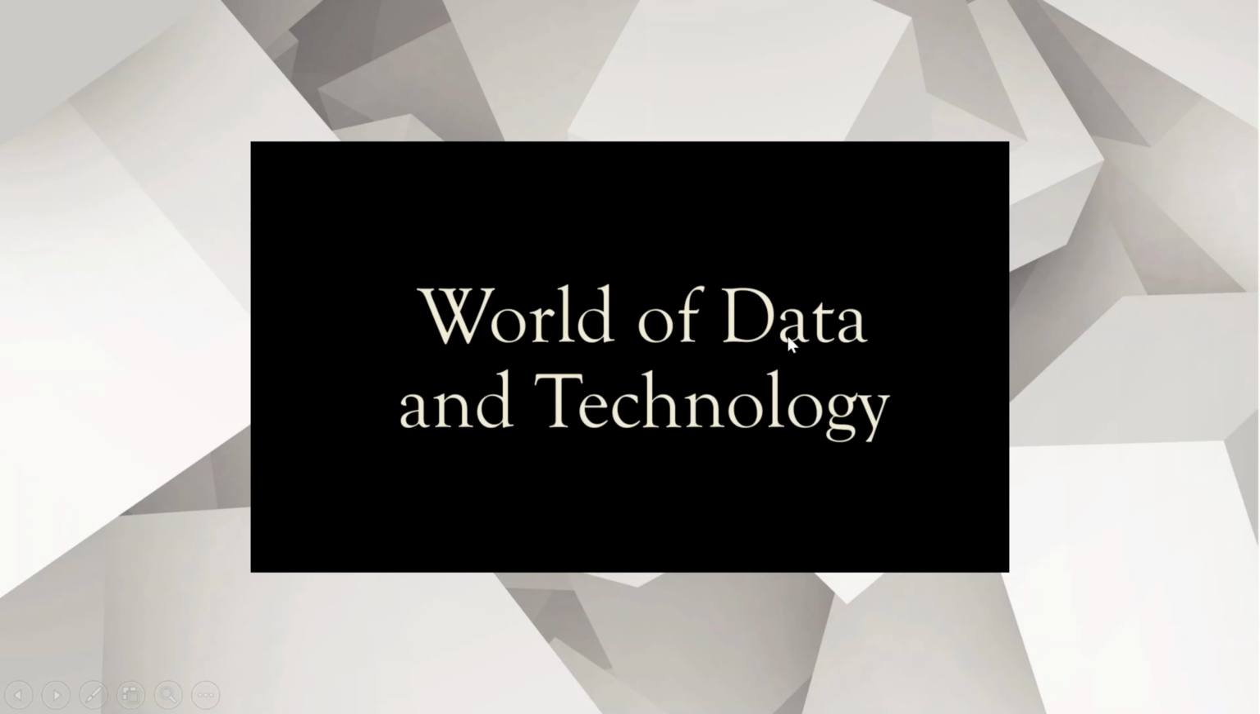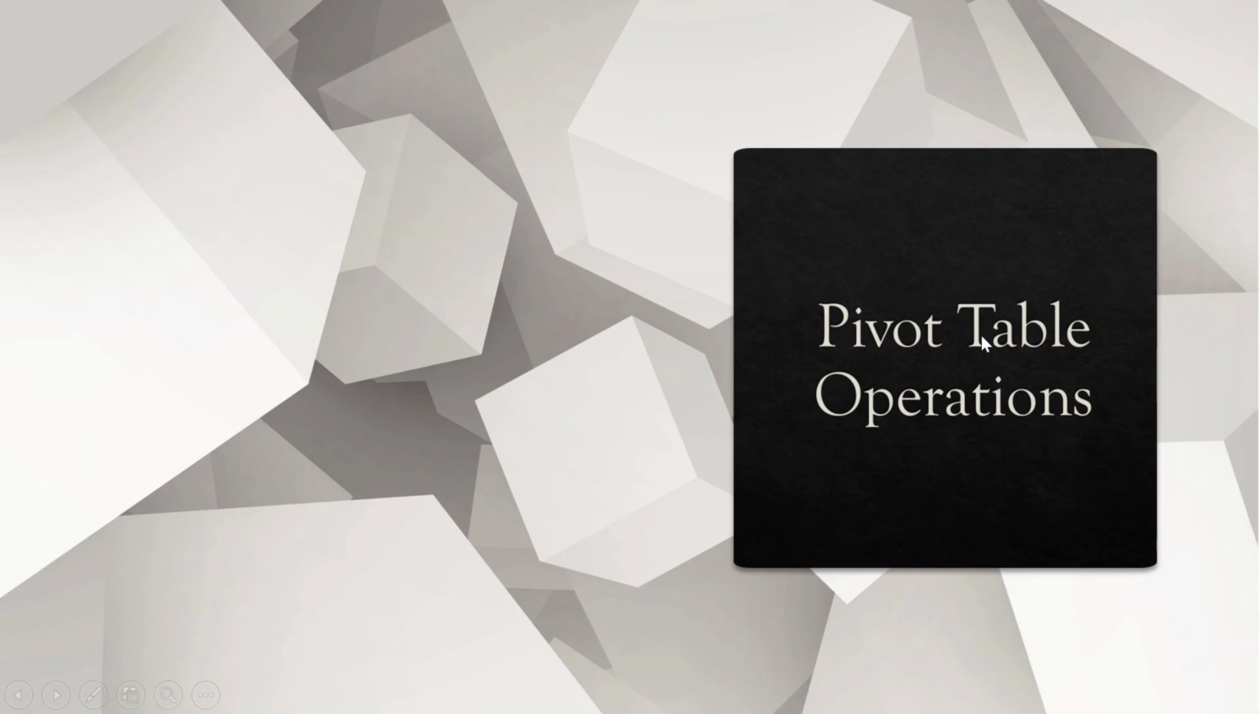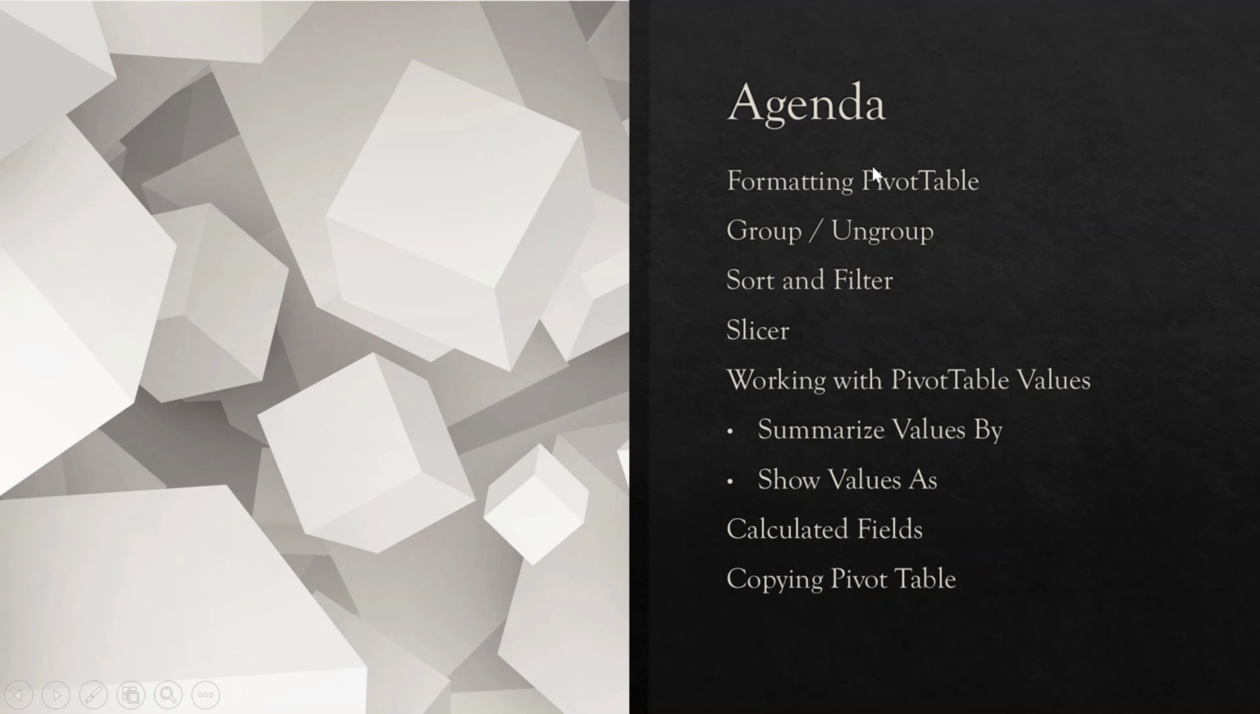In today's tutorial, we will see pivot table operations. The agenda of the discussion would be how do we format a pivot table, what is group and ungroup in pivot table, what is sort and filter functionality, slicer operation, working with the pivot table values, where we'll go through the summarize values by and show values as feature, what are calculated fields, and how do we copy a pivot table.